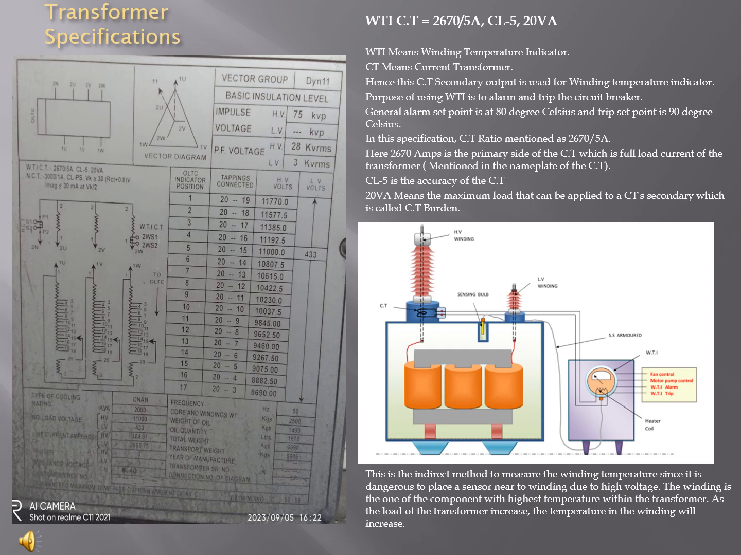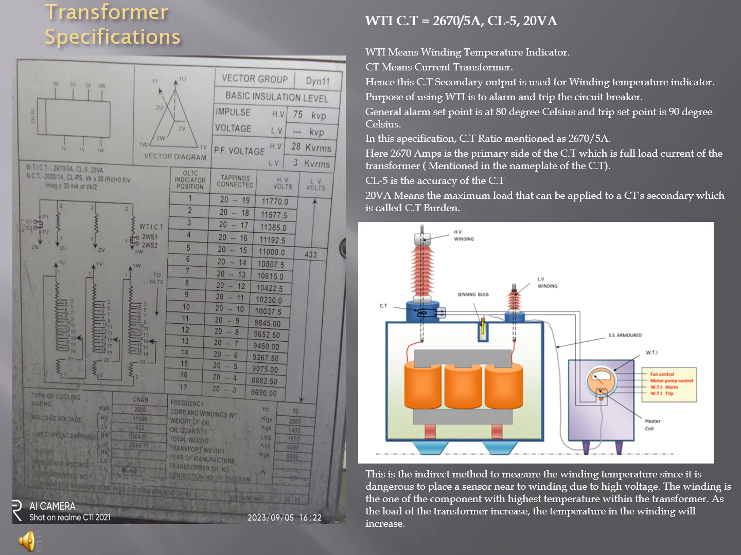In this specification, the CT ratio we have selected is 2670 by 5 amps. Why is 2670 selected? Because the transformer full load current at the secondary side is 2670 amps, as mentioned in the transformer specification. So when the transformer reaches the full load current, the current at the secondary side of the CT will be 5 amps. Hence we can think that the temperature has risen 100%. Class 5 is the accuracy of the CT and 20 VA is the burden of the CT. Burden means the maximum load that can be applied to the CT secondary.